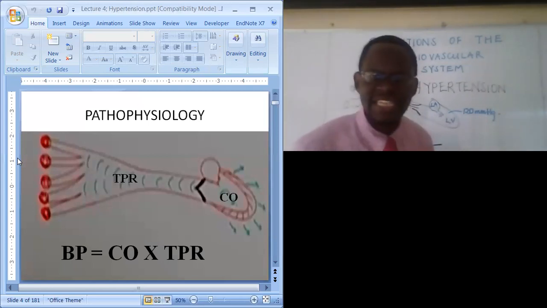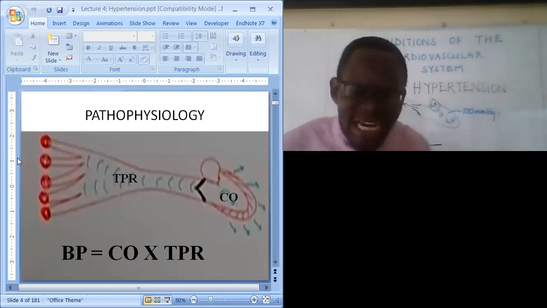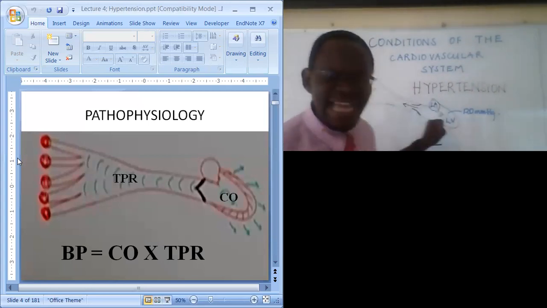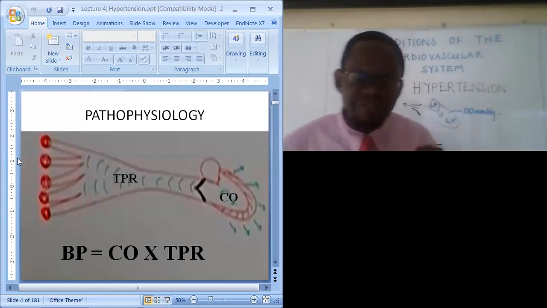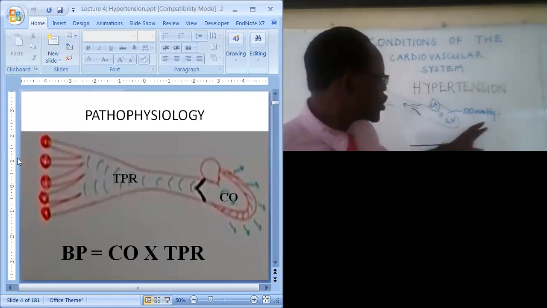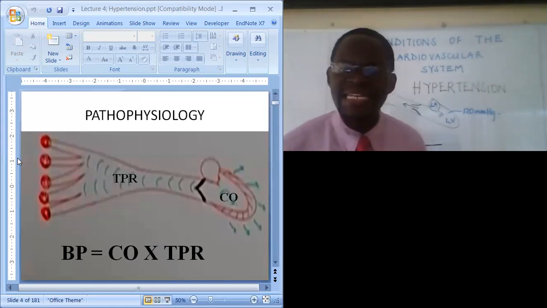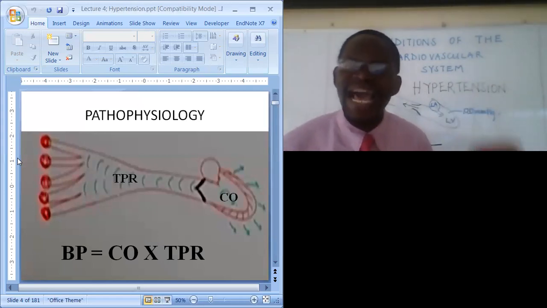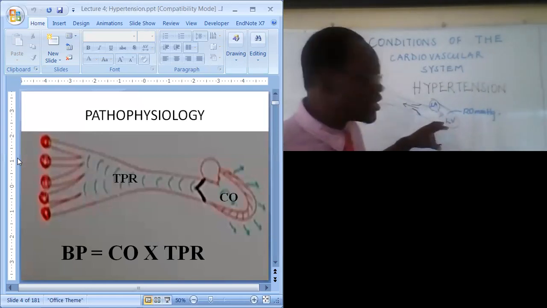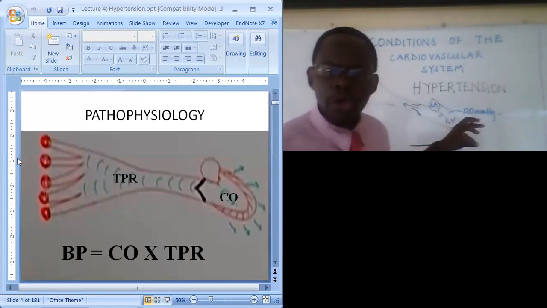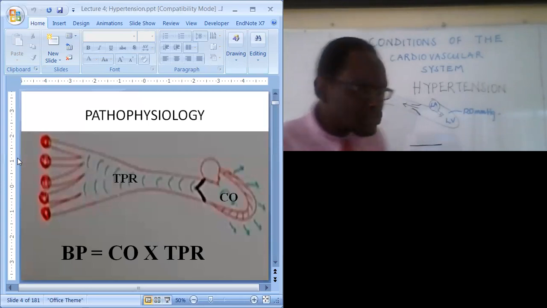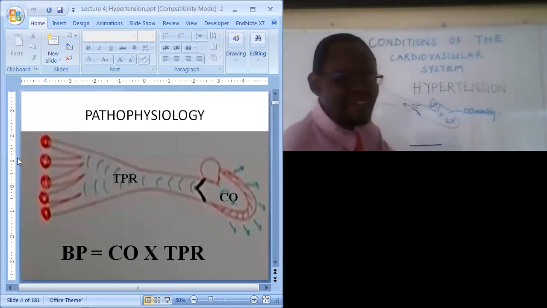This is usually the systolic blood pressure. In other words, the systolic blood pressure is determined by the pressure by which the left ventricle pumps blood, and that pressure is usually 120. It is determined by the filling of this ventricle, which will eventually give us what we call the cardiac output.